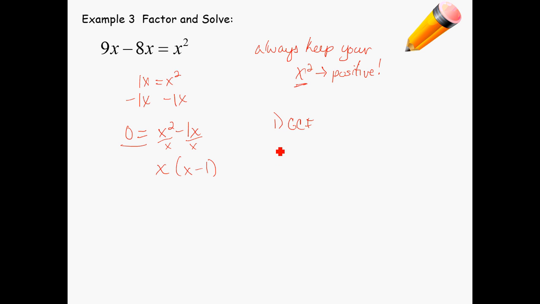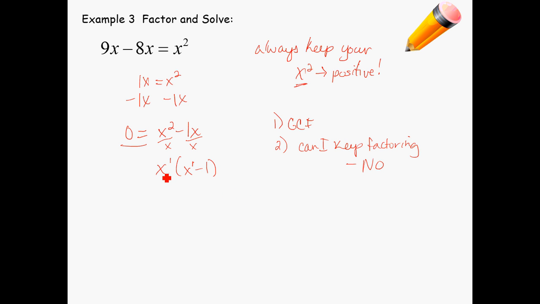Now, can I factor it any further? And I would say no, because I have an x to the power of 1, and I have an x to the power of 1. And we've been factoring x to the power of 2's. So I can't factor an x to the power of 1. So these are my two factors.